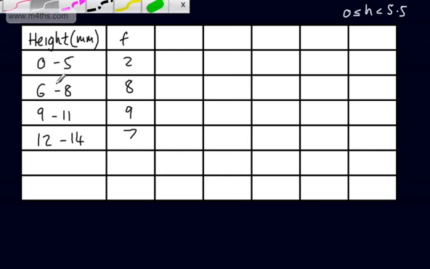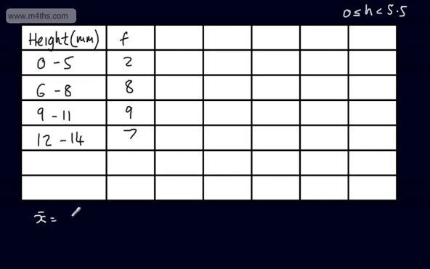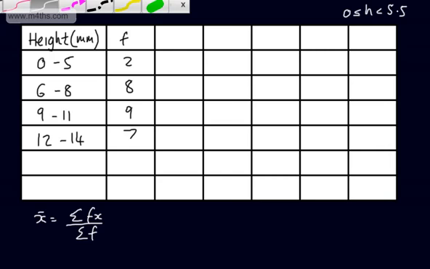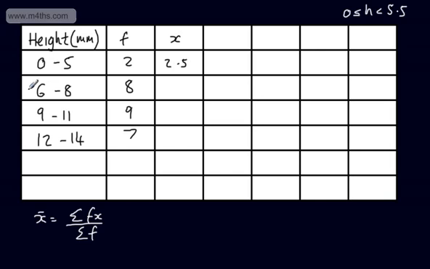What we need to do to find an estimate for the mean from continuous group data, we say x bar, which is the mean, is going to be the sum of fx divided by the sum of f. X is the midpoint of each of these classes. Now if we look at the midpoint of this one, x, or the midpoint, is going to be 2.5. So in this one we're going to put 2.5. Now technically this is going from 5.5 to 8.5, but essentially the middle is still going to be 7. We're going to have 10, and then in the last one we're going to have 13.